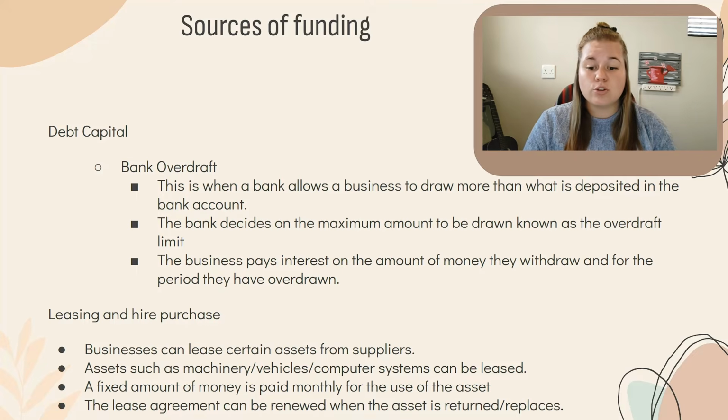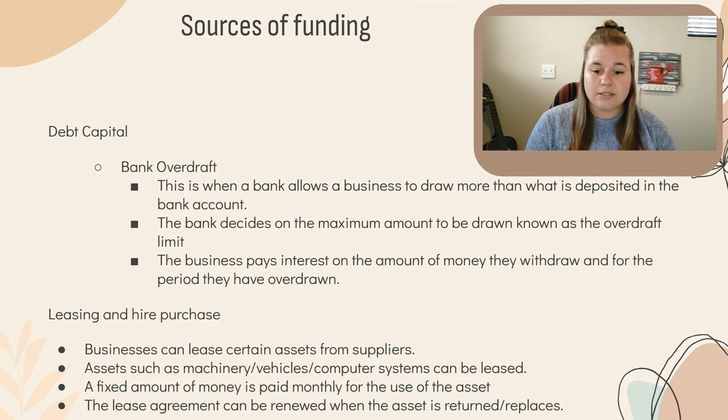Then, back to sources of funding, leasing and hire purchase. Businesses can lease certain assets from suppliers. Assets such as machinery, vehicles, computer systems can be leased. A fixed amount of money is paid monthly in order to use this asset. The lease agreement can be renewed when an asset is returned or replaced.